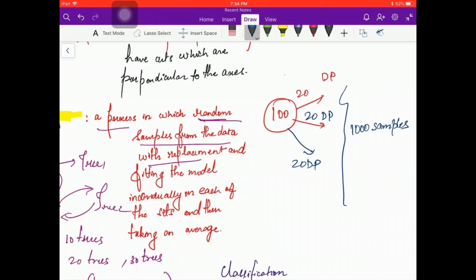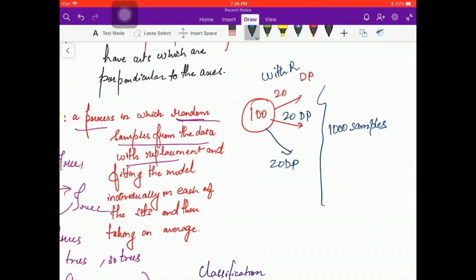If you do it without replacement, then how many can you take? Only 5 you can take, right? 20 into 5 is 100. But since I've said with replacement, I can take any number of samples because I'm replacing the data. So you have taken 1,000 samples.